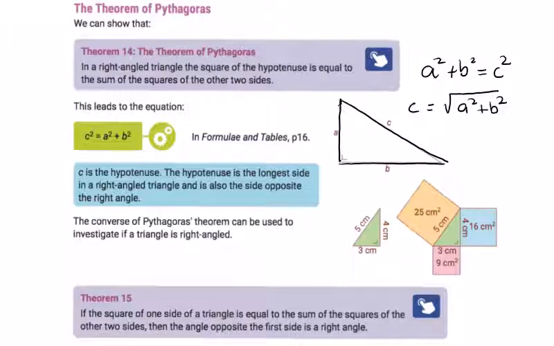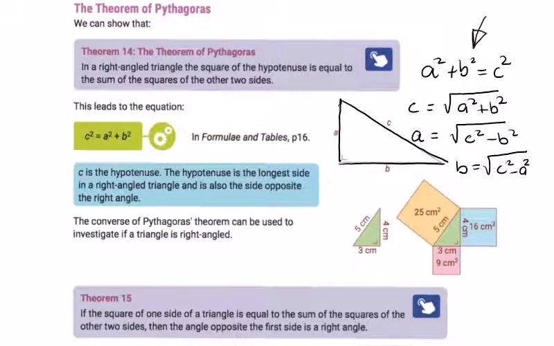If we're looking for one of the straight sides, let's say A is equal to the square root of C squared minus B squared, and B is equal to the square root of C squared minus A squared. So these are the quick ways of just jumping into Pythagoras' theorem without worrying too much about what theorem 14 states and its converse, which is number 15. You can pause the video and give this a read if you want and have a look at the diagrams here and the squares that appear on either side.